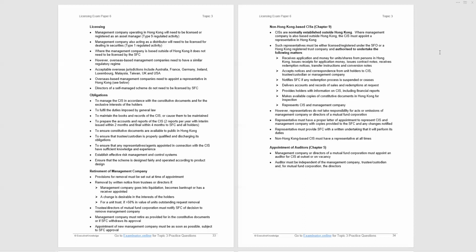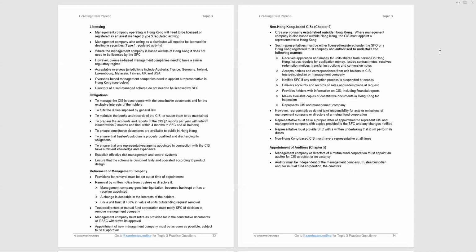Having said that, overseas-based management companies need to have a similar regulatory regime to Hong Kong. We're told acceptable jurisdictions overseas include Australia, France, Germany, Ireland, Luxembourg, Malaysia, Taiwan, UK, and USA. So they name names with regard to acceptable overseas jurisdictions.